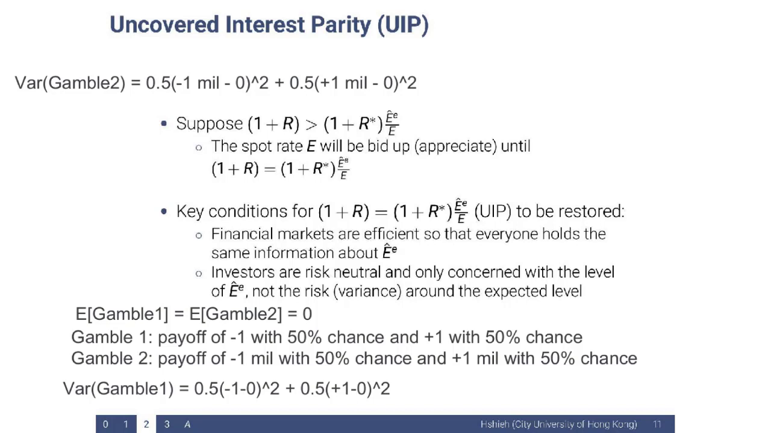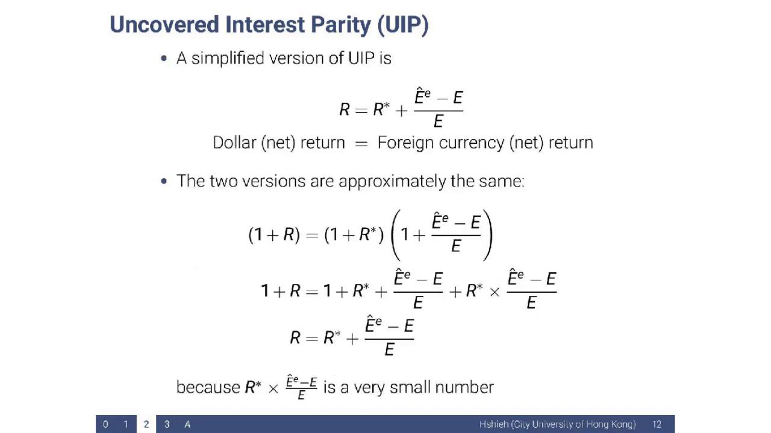All right, so I'm going to introduce to you some graphs, okay? And whenever I do graphs, I will primarily be working with this simplified version of UIP. So just to remind you where this comes from, it comes from expanding this periodic version of the UIP, multiplying everything out, and then realizing the last term, when you're multiplying a fraction less than 1 by another number that's less than 1, is going to be very small. And we can just focus on these first two terms. Okay, so the ones cancel out, so it's just R, R star, and this expected return on foreign currencies.